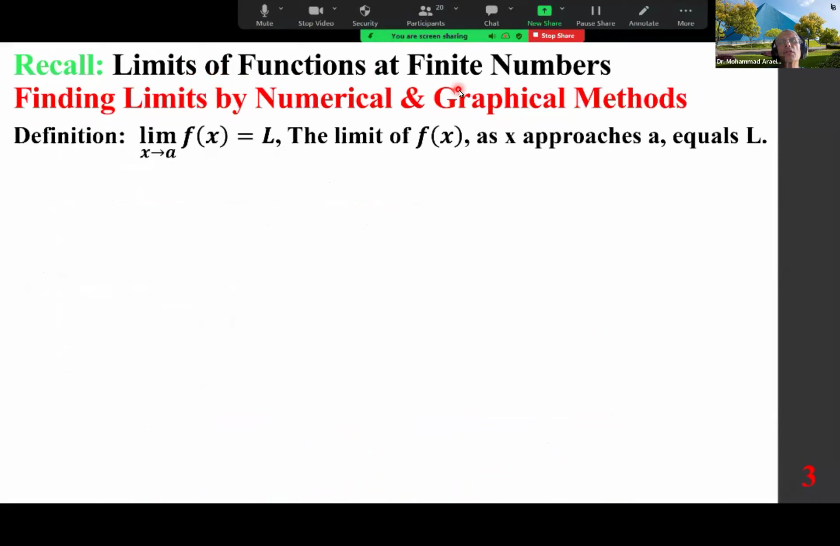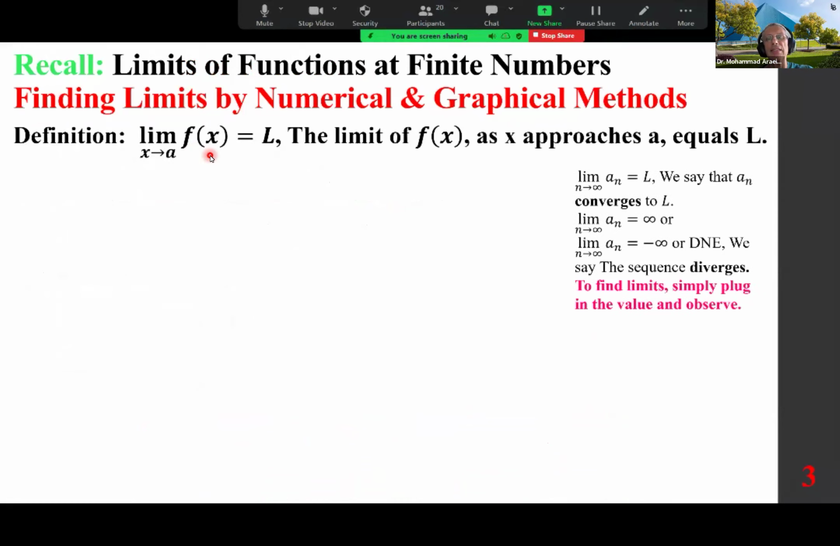Recall, limits of functions at finite numbers, finding limits by numerical and graphical methods. Here's the definition. The limit of f of x as x approaches a is L. If the limit is equal to L, we say that a sub n converges to L. If it's infinity, negative infinity, or does not exist, it diverges. And of course, to find limits, I simply plug in.